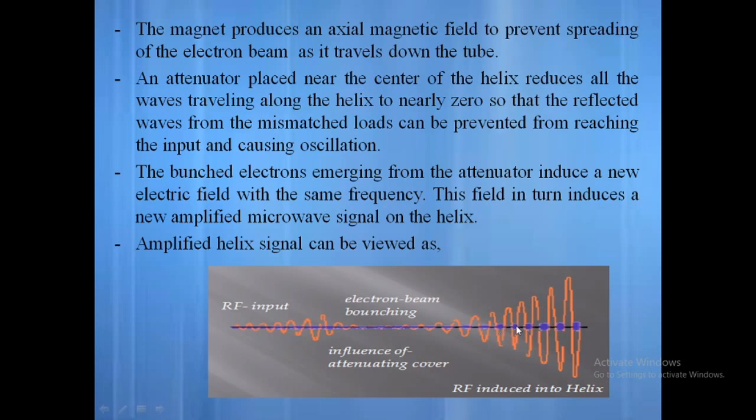The blue color shows the bunching of electrons will always be increased. So due to this bunching of electrons increasing, the electric field will be increased much more, which transfers from the electron beam to the helix, which results in an amplified microwave signal.